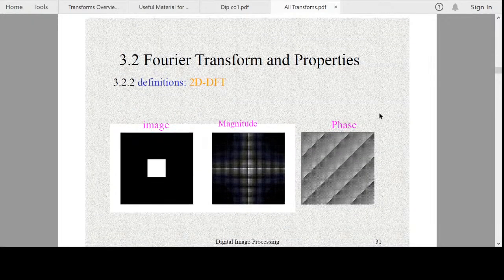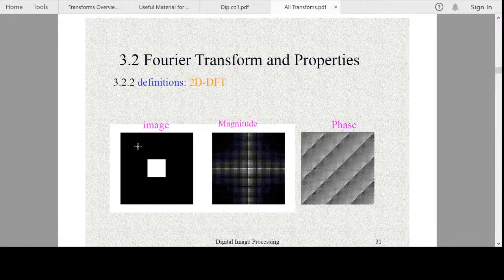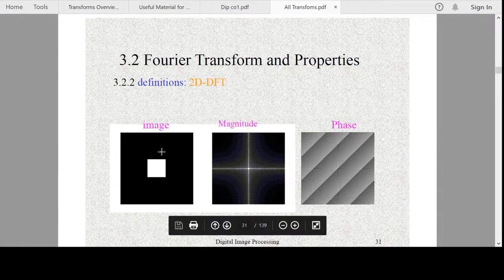Now see the beauty. There is a black image, and in the center there is a white rectangle. For this image, if you take the DFT, it has two parts, magnitude and phase. The magnitude spectrum will be like this. These center white lines are there because of this white rectangle, and this dot is there for the dark image. And the phase will be like this.